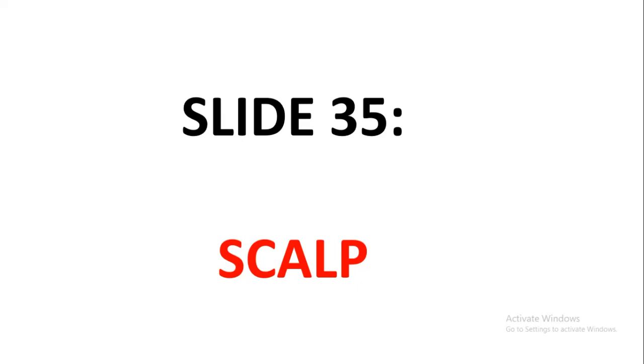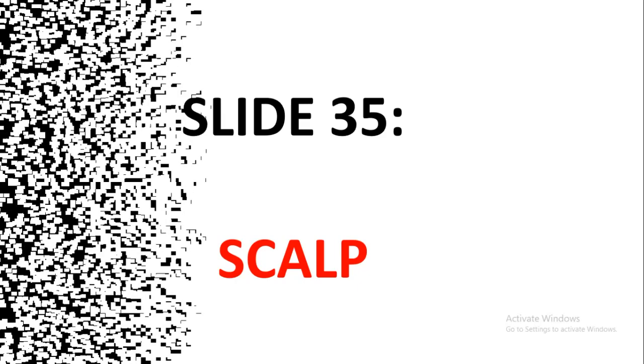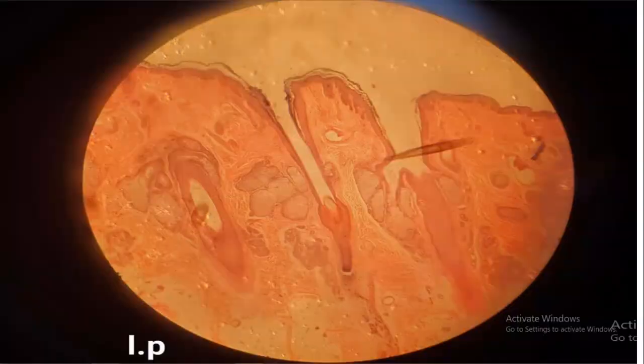In slide number 35, we are looking at the scalp. The scalp is just the skin which is found on the head. When this tissue was gotten, it was viewed using a microscope. This slide is of a scalp, and it was stained using H&E.